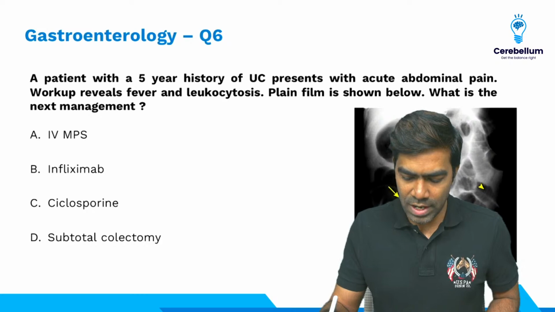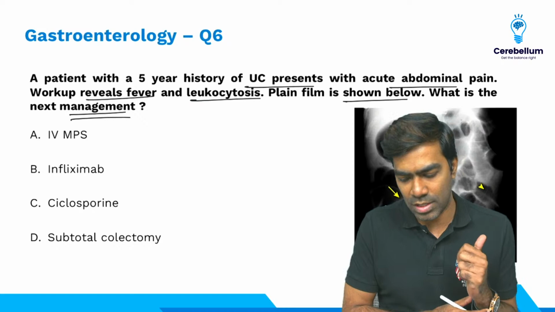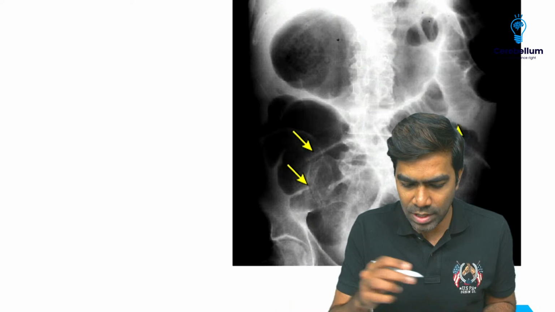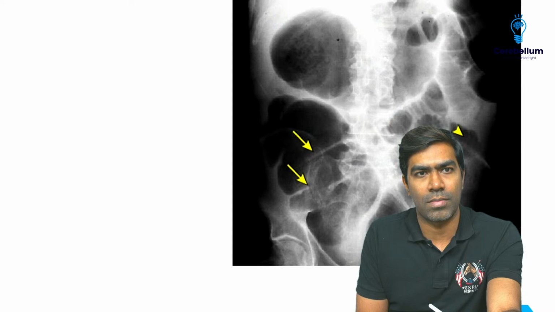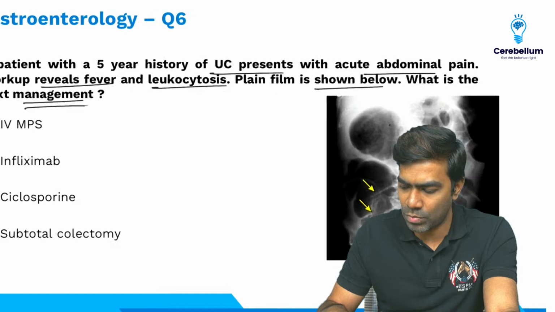A patient with a 5-year history of ulcerative colitis presents with acute abdominal pain. Workup reveals fever and leukocytosis. Plain film is shown below. Which of the following is the next management? Is it IV methylprednisolone, infliximab, cyclosporin, or subtotal colectomy? Look at the plain film X-ray and you can see what's going on. See what's happening and answer. Okay, you have seen. Now you can answer.